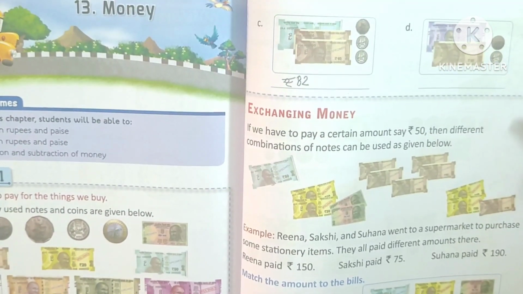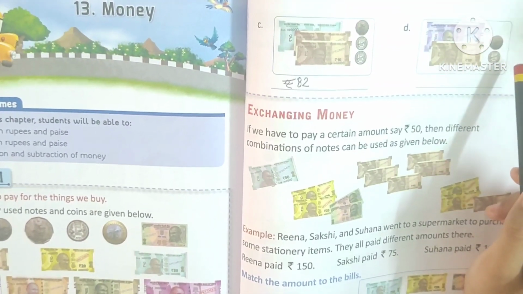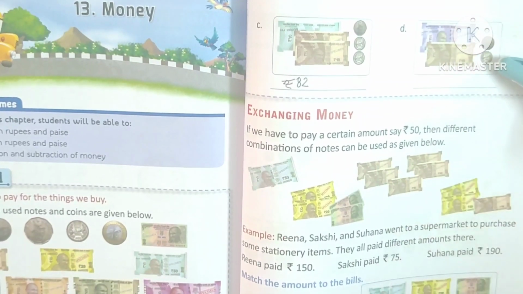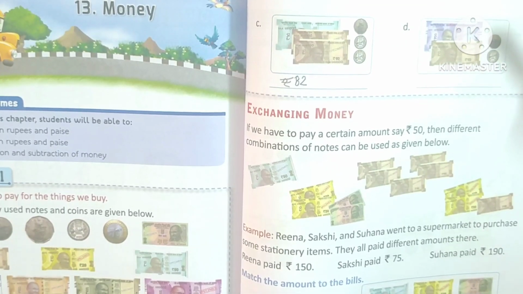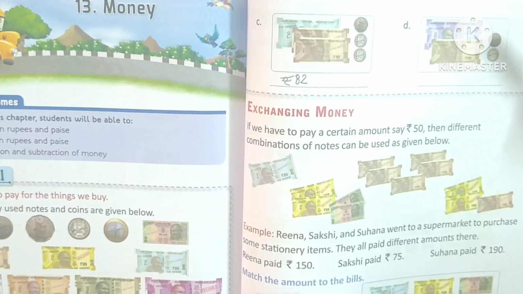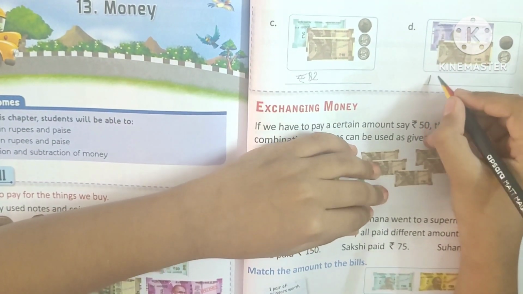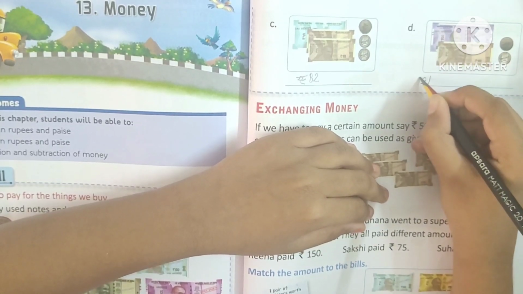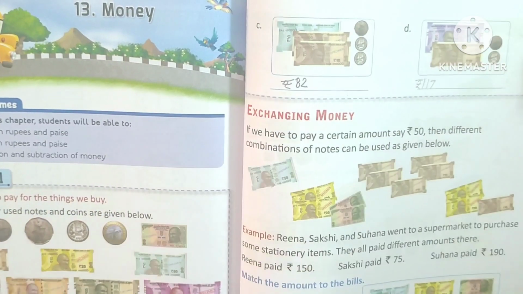Next. 110, 52. 110 plus 5, 115 plus 2, 117. Okay.